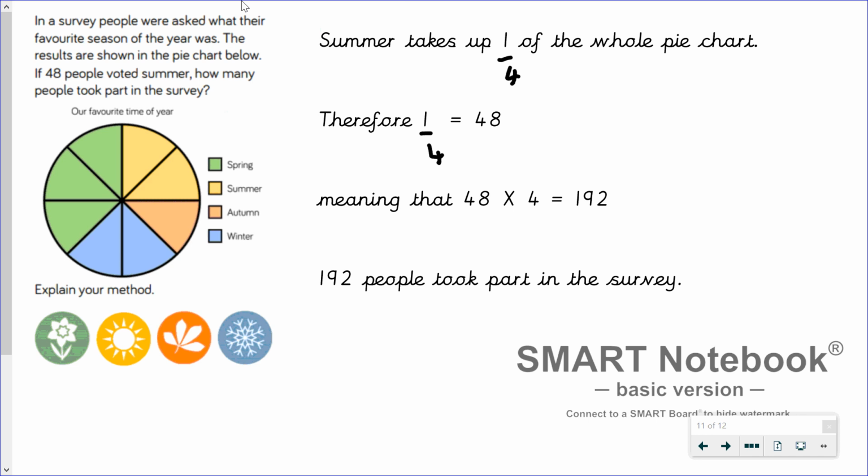And the second one. So the survey, people were asked what their favourite season was. The results are shown in the pie chart. 48 people voted for summer. How many people took part in the survey? So we know that 48 people liked summer, which is this yellow part. That is a quarter of the whole pie chart. So we can use that to work out how many people did it in total. So if that's a quarter, 1 quarter equals 48. So if we want to work out what the whole was, we times 1 quarter by 4. So we times 48 by 4 for 192. So 192 people took part in the survey. That's how we got that answer.